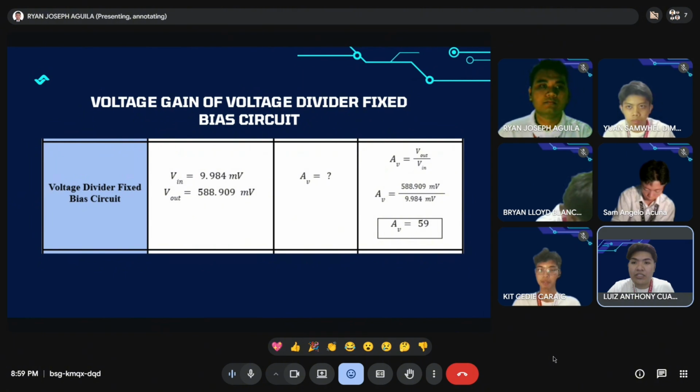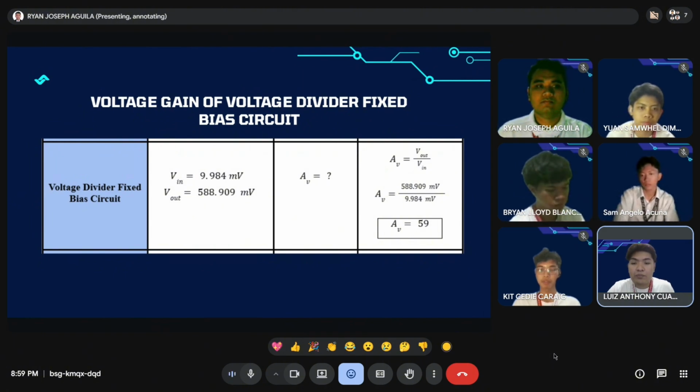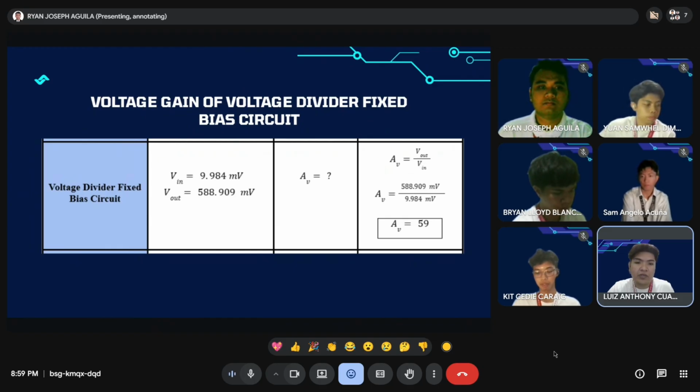And now for the voltage gain of the voltage divider bias circuit, the input voltage is 9.984 millivolts and the output voltage is 588.909 millivolts. Finding the voltage gain, we use the formula Av equals Vout over Vin, and substituting the given, we have 588.909 millivolts over 9.984 millivolts, which results in a voltage gain of 59.